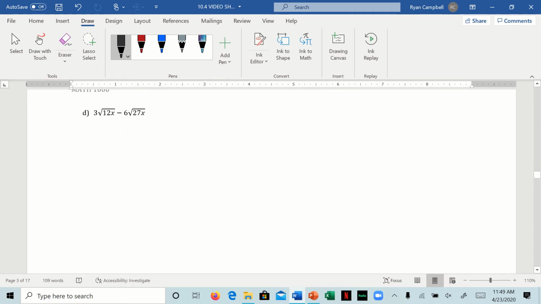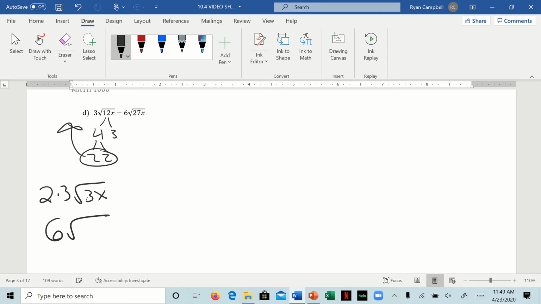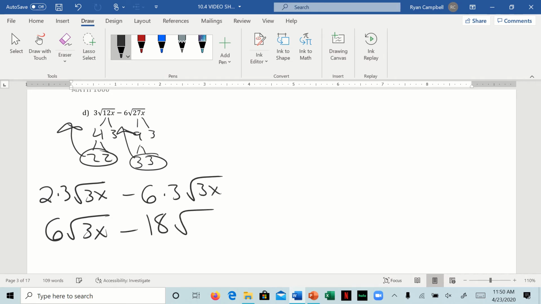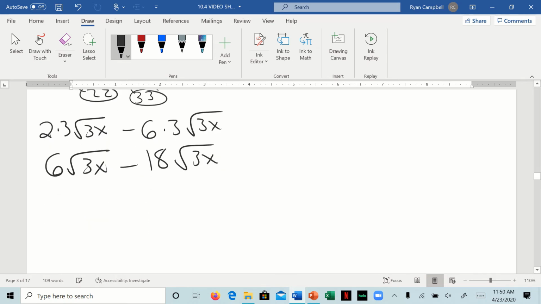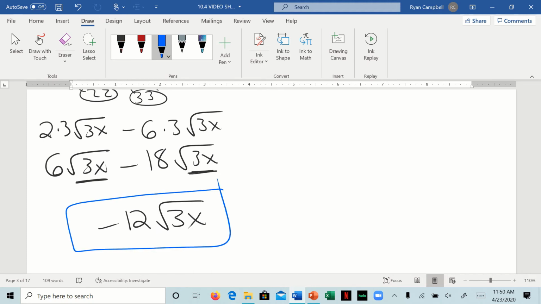All right, part D. So 12, we already said that's 4 and 3, 2 and 2. So we can take out that 2. So 2 times 3 times the square root of 3x is 6 square root of 3x. And then 27, 9 and 3, 3 and 3. 3s come out, so we get negative 6 times 3 square root of 3x. Negative 6 times 3 is negative 18. Since we have the same radical expressions now, we can subtract. So 6 minus 18 is negative 12. So the full answer is negative 12 square root of 3x.